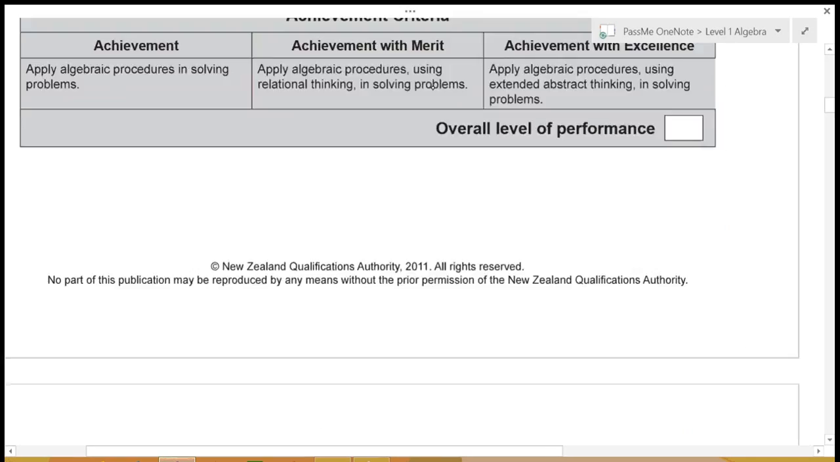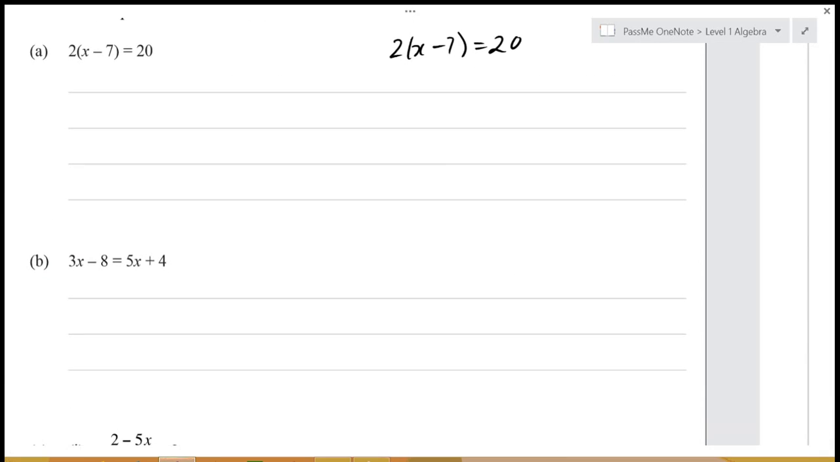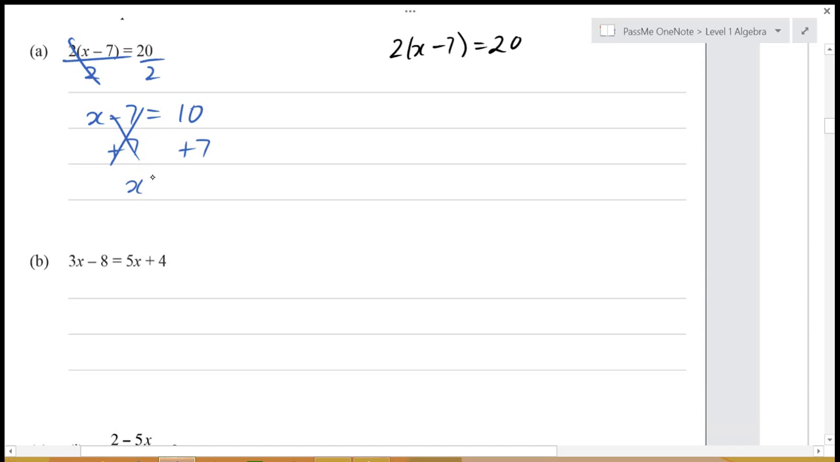So let's get straight into it, and our first question here we have is 2 bracket x minus 7 equals 20. I'm going to jump straight in here by dividing both sides by 2, and that cancels out our 2 at the front of the brackets. And so we're left with x minus 7 equals, and then 20 divided by 2 is 10. Adding 7 to both sides so that our 7's eliminate, we're left with x equals 17, and that's our answer.